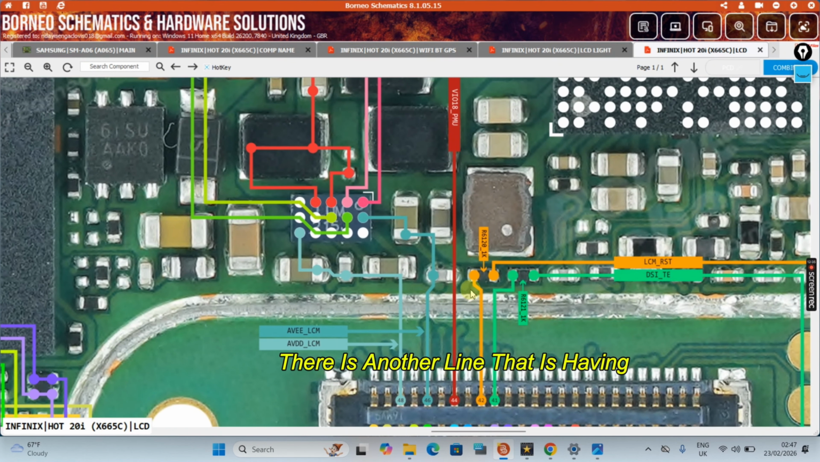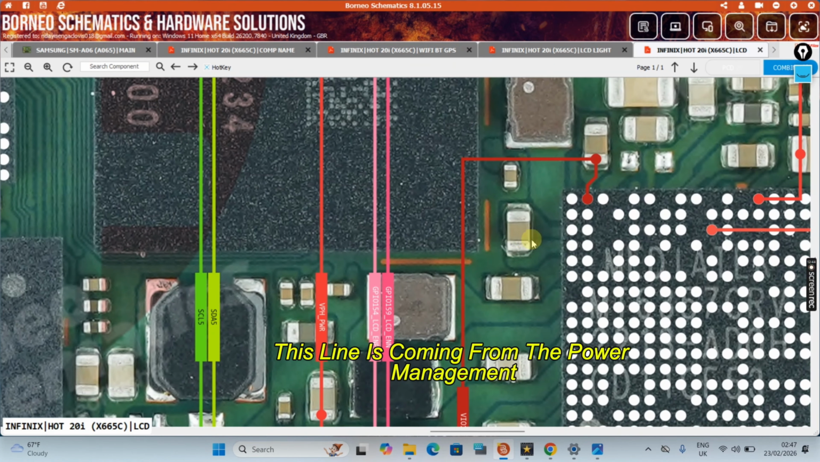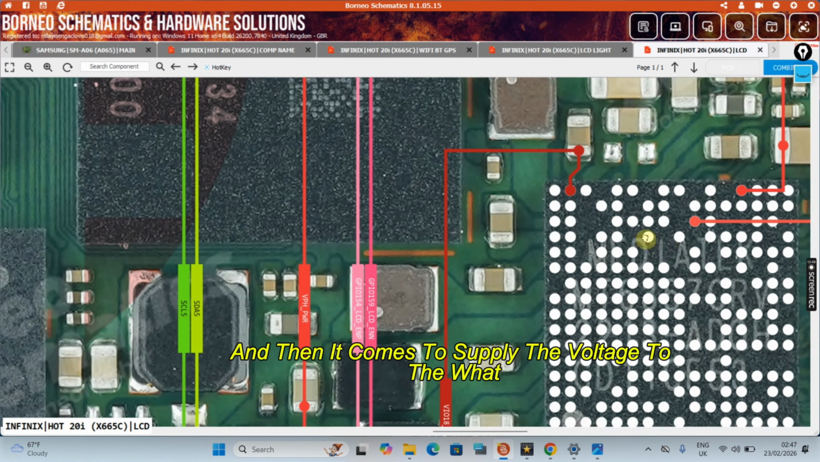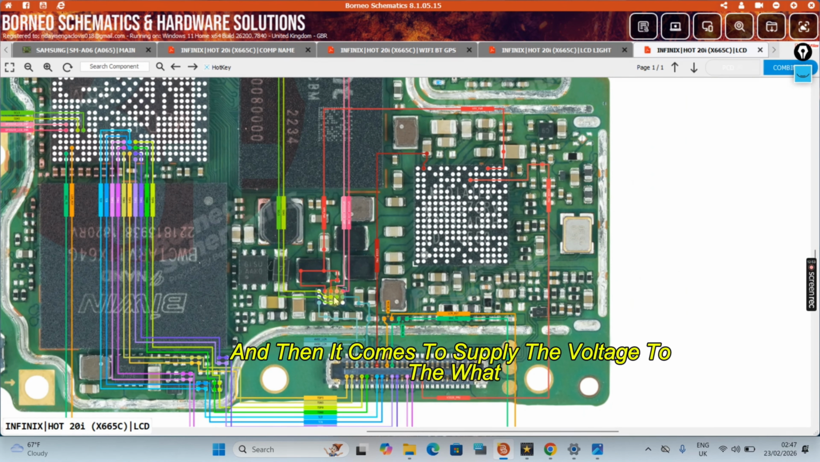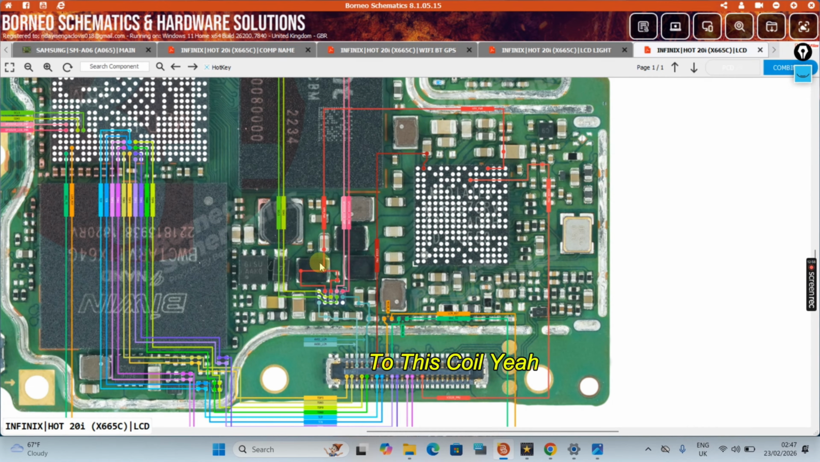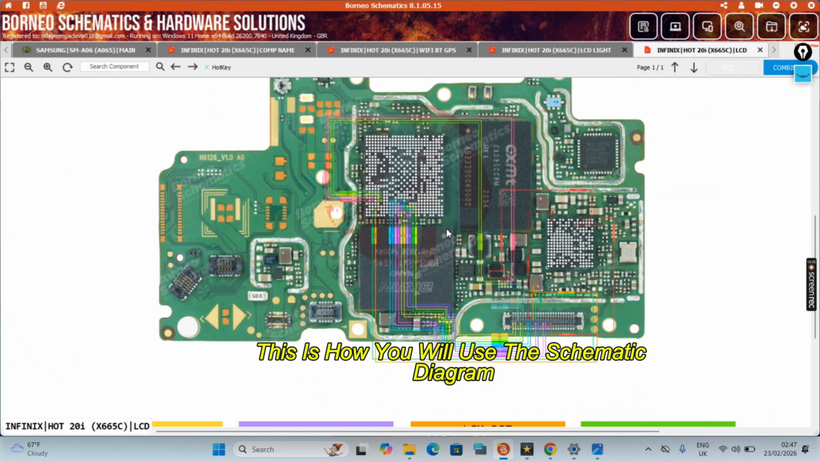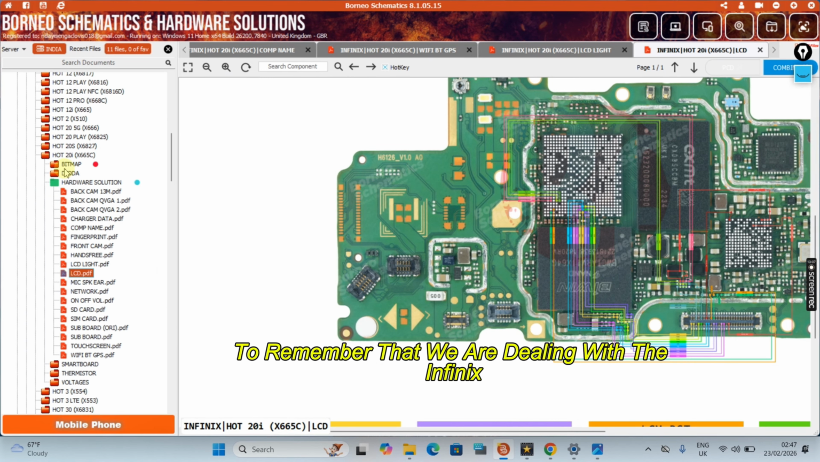There is another line that is called VIO 18 PMU. This line is coming from the power management IC, the PMU, and then it comes to supply the voltage to this coil and this graphic IC. This is how you will use the schematic diagram tool.